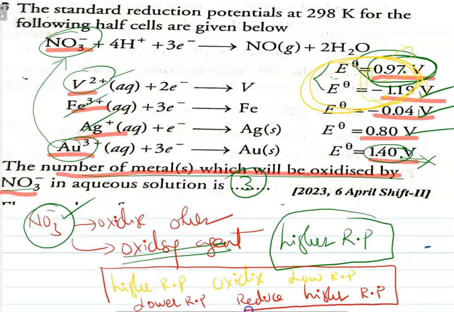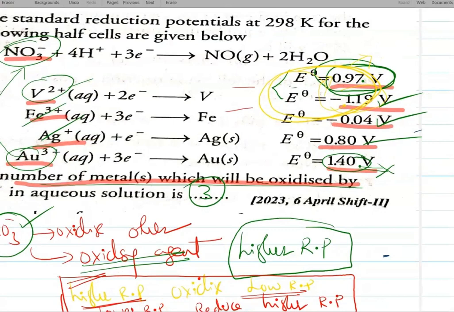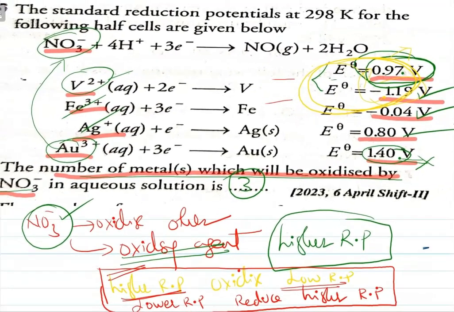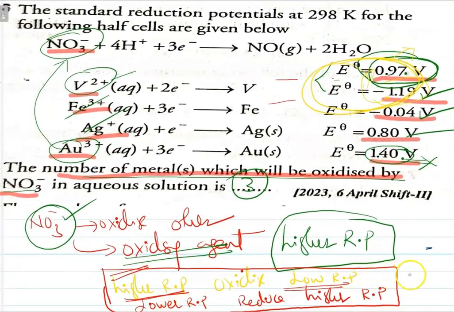So he may give you the values of reduction potentials like this, and ask which can oxidize which one and which can reduce which one. So you should just look at the reduction potentials. The higher the reduction potential, the more it can oxidize the lower reduction potential metal. So very important. I think I have covered most of the questions.